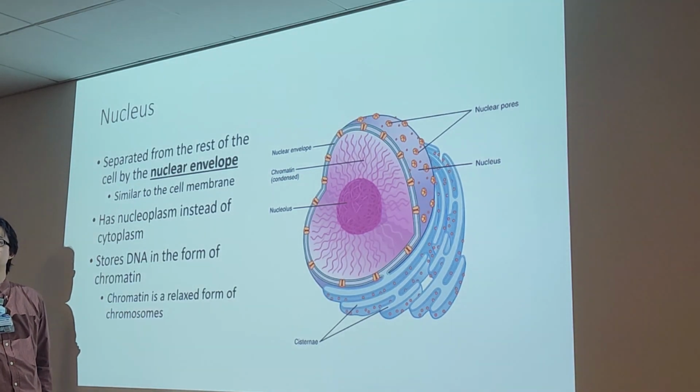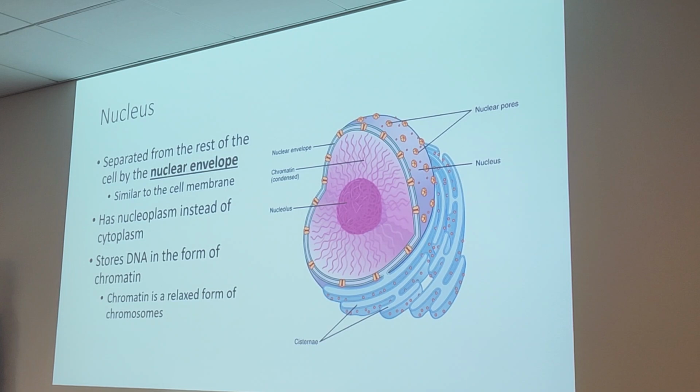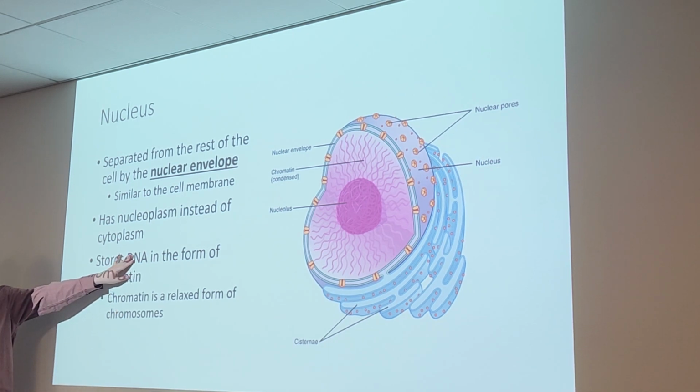Yes, Jay? Is chromatin considered to be the protein then? Because in the textbook it said that nucleoplasm was a protein-rich environment. Mhm. So, chromatin itself is not a protein. But chromatin is DNA still. Okay.